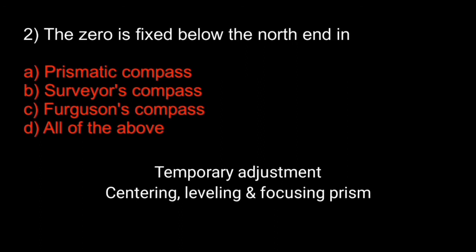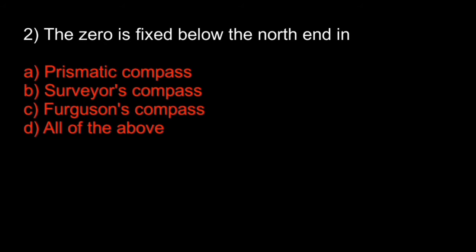This temporary adjustment includes centering, leveling and focusing the prism. And here centering is the process of fixing the compass exactly over the station. And centering is usually done by adjusting the tripod legs. Also a plumb bob is used to judge the accurate centering of instruments over the station.